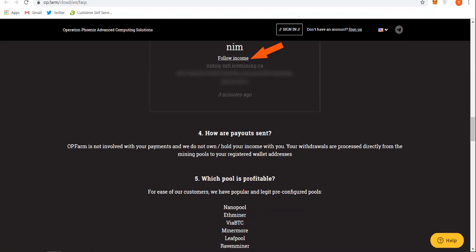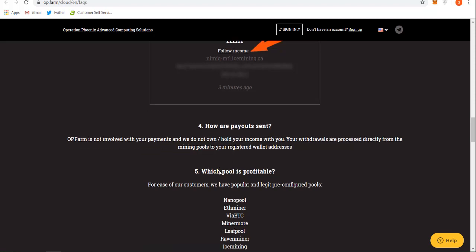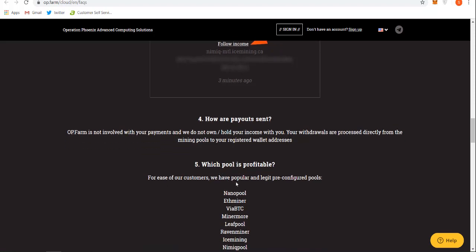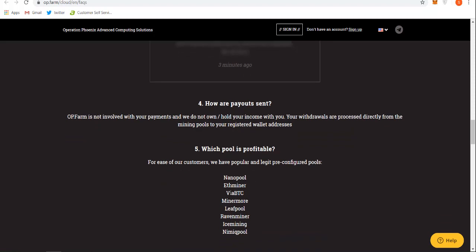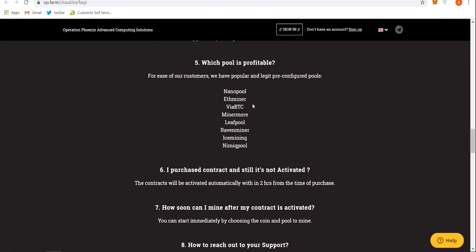OP Farm is not involved with your payment and we do not own or hold your income. Your withdrawals are processed directly from the mining pool to your registered wallet addresses. Means as I told, there is no middle party involved in your payouts. You are investing directly in the mining firms and you will be receiving direct payouts to your wallet from the pools that you have registered your wallet address with. Which pool is profitable? For ease of our customers, we have popular and legit pre-configured pools, that is Nanopool, ETH Miner. These are all the top mining pools that are supporting this platform and you can choose according to your preference.